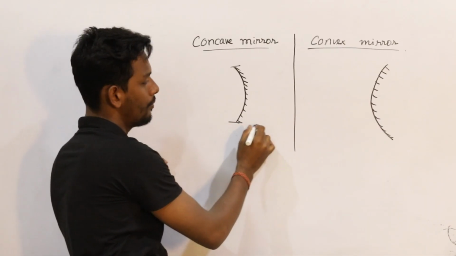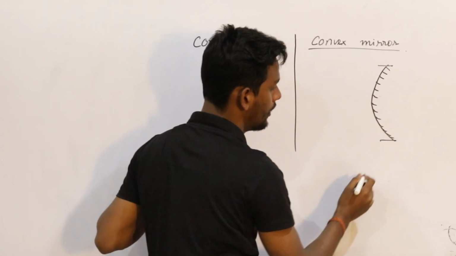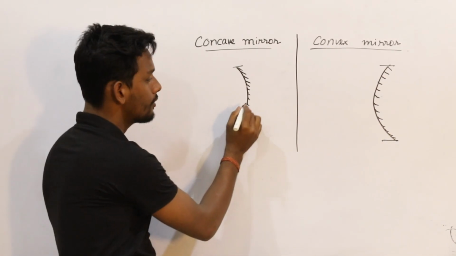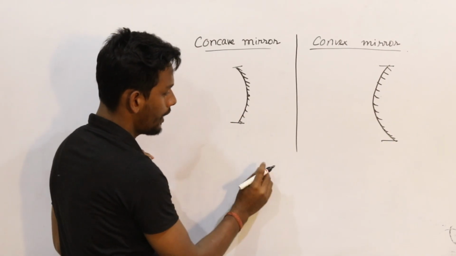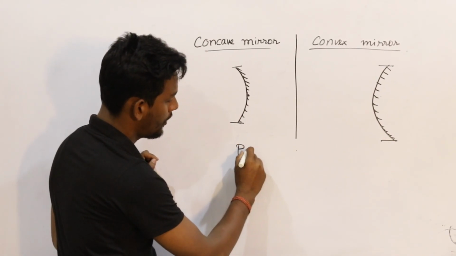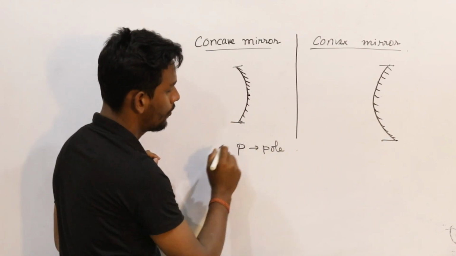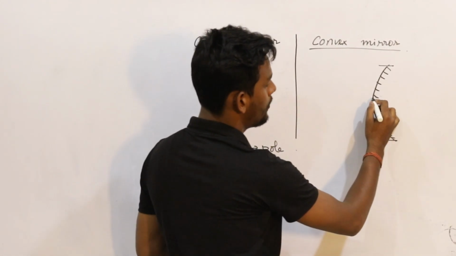This is the mirror, a part of a complete mirror. The midpoint of the mirror is called P. P is called the pole. Okay, that midpoint is called P, pole.